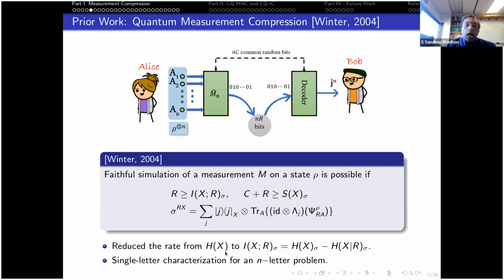So here is the entropy. And here is, you can think of it as the entropy of the output, or the Shannon entropy of the output, or you can also relate it to the Holevo entropy here. And the mutual information here is the quantum mutual information, and it is smaller than the entropy. So by using this non-product measurement, we can actually reduce the rate of transmission even below the entropy limit, and go all the way down to the mutual information between X, the output, and R.